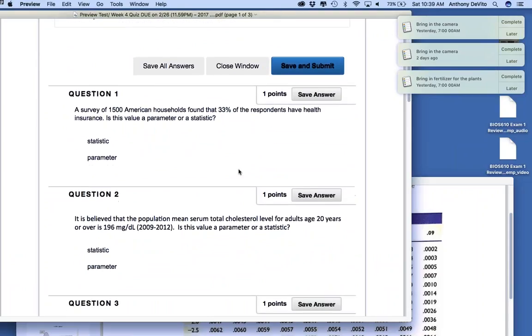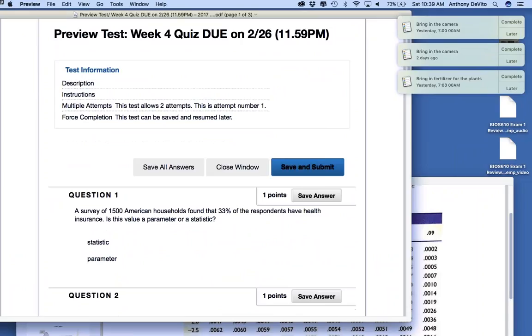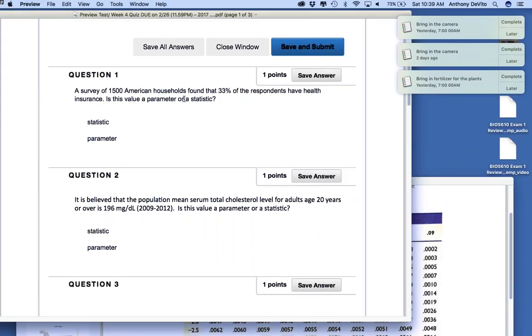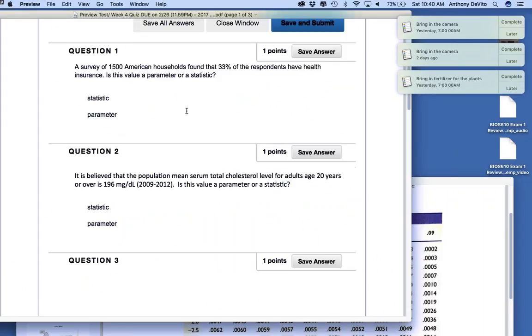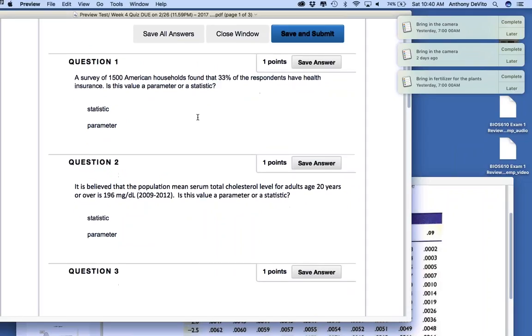This is quiz number 4. This one is due tomorrow night. I just want to run through this quickly and see if there are any issues you have with this survey. "Of 1530, have health insurance." Is this a parameter or a statistic? Is this a sample or a population? Yeah, we're talking about a statistic, because a statistic involves a sample. So this is a sample.